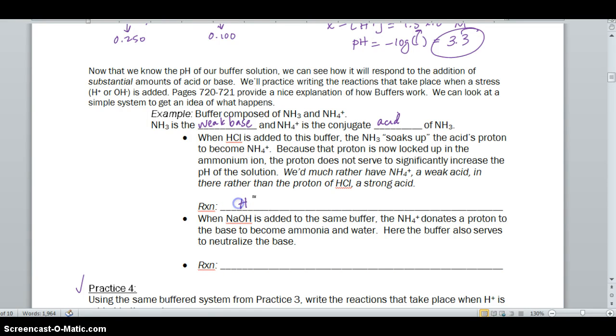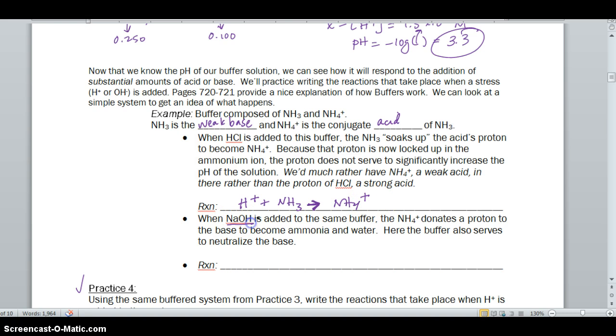So the reaction would be H plus plus NH3 forms NH4 plus. And it is a one direction reaction, because as long as there's enough NH3 there, it's going to absorb all that H plus and just form the conjugate.